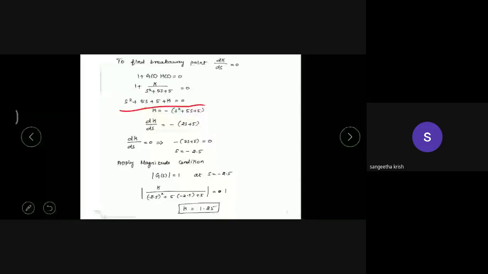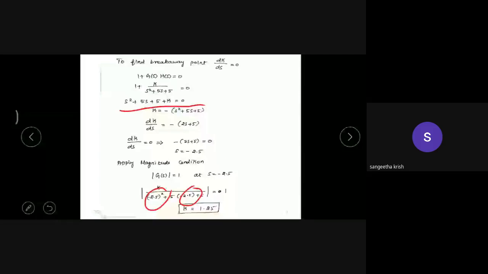To get the value of K, once again, we should go to the open loop transfer function. The open loop transfer function is given as G of s equal to K divided by s square plus 5s plus 5. So try to take the magnitude and equate to 1. Okay, substitute s equal to minus 2.5 in all the places and try to simplify. Since there is a magnitude, even if it is minus, you can change it into plus. So K divided by minus 2.5 the whole square plus 5 into minus 2.5 plus 5.